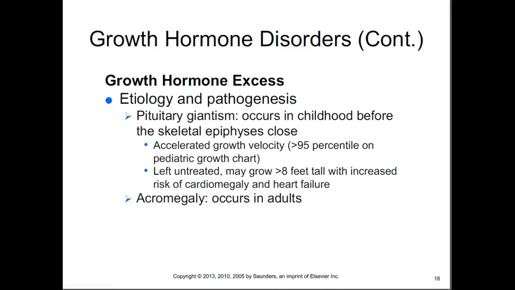Also very rapid growth. So you might see very rapid growth in a child, maybe in 3 months they're growing over 6 inches in height. So if left untreated, they may grow very, very tall, 7 to 8 feet in height, with increased cardiomegaly and heart failure. In an adult whose epiphyseal growth plates have closed, we call it acromegaly.